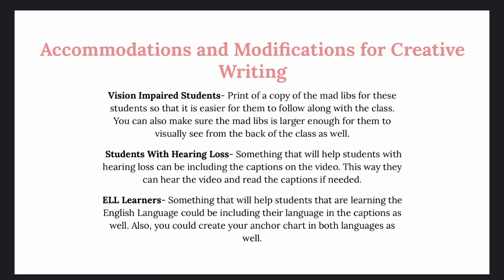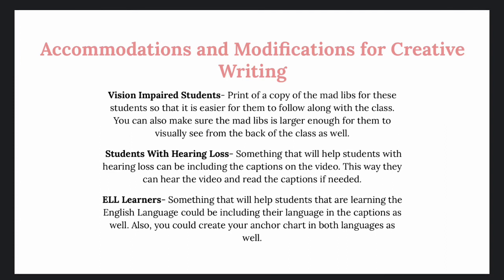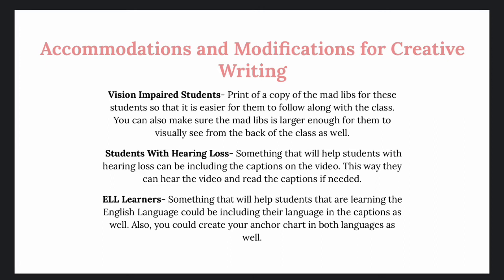Accommodations and modifications for this last lesson include that vision impaired students may need a copy of the Mad Libs in front of them instead of having to look to the board for it. For students with hearing loss, something that will help is turning on the captions to those videos once again so that they are able to read them or they're able to hear them. And we can also turn up the volume to that video up to a certain point.